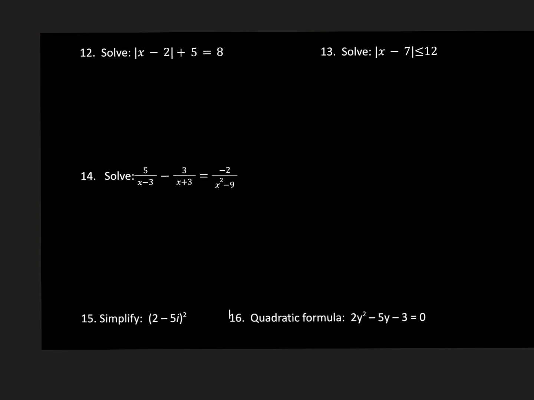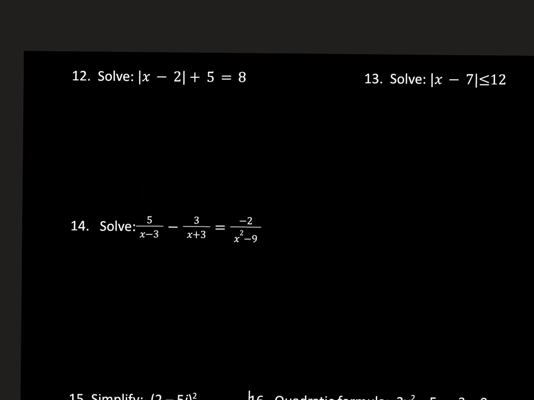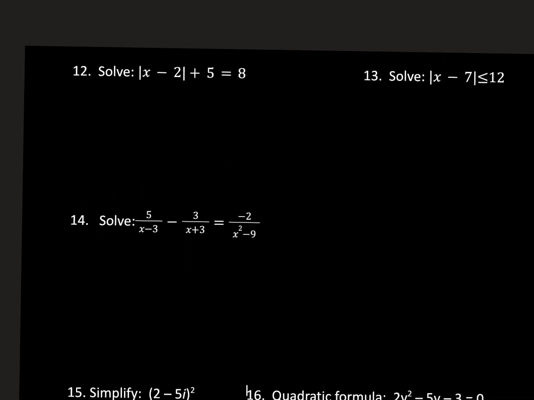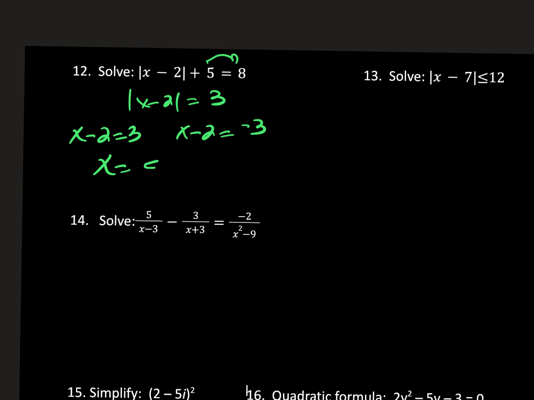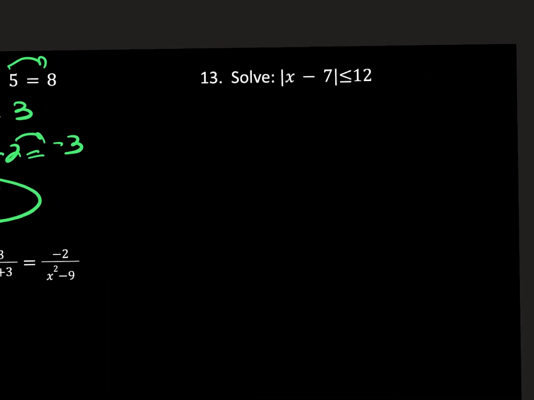All right. Number 12, solve that one. 2 bars, 2 answers. So you got to isolate it first. Let's move the 5 over first. Still have the absolute value there. That's going to be 3. And then you can take it away. X minus 2 is 3, and x minus 2 is -3. Just move the 2 over. That's 5. Move the 2 over on this one, and I get -1. There's your 2 answers.